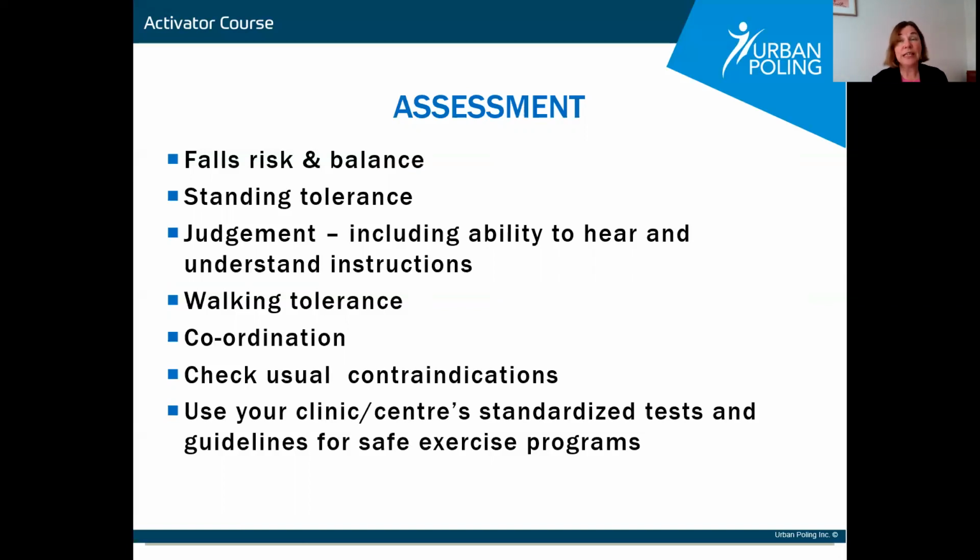The usual contraindications for older adults are important. So things like comorbidities and other illnesses, and medication as well, are important to look at. So most clinics or centres have some sort of standardised test and guidelines, and you can use those for your urban poling groups.